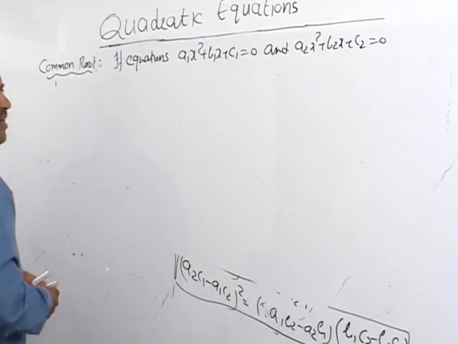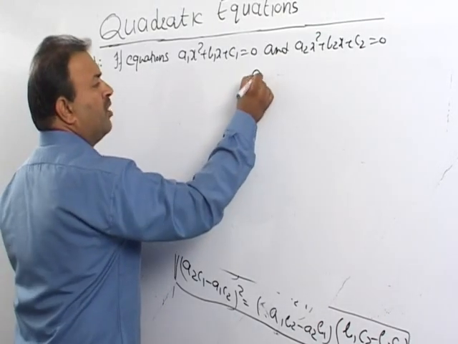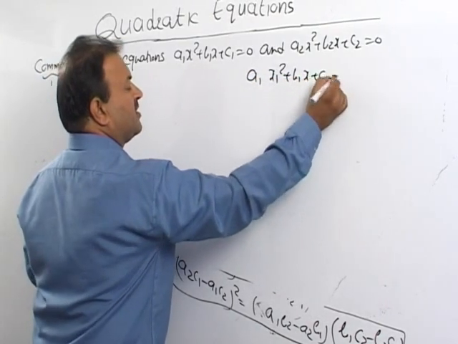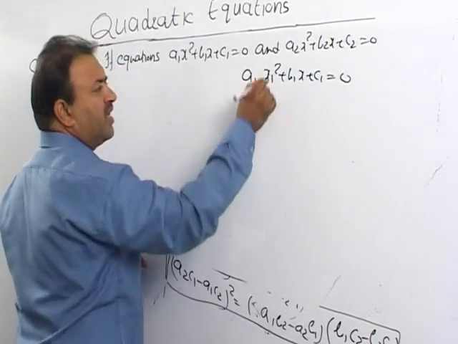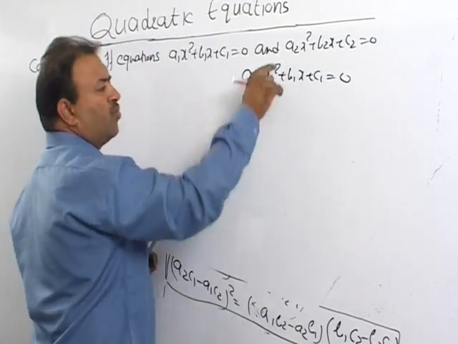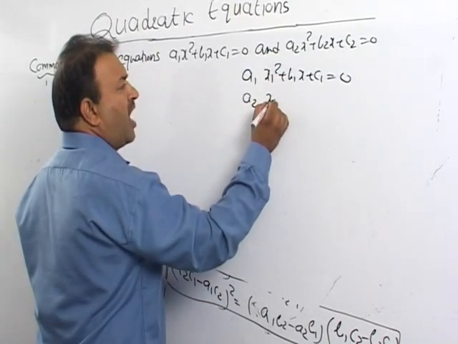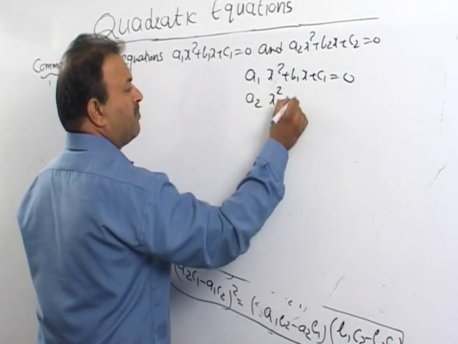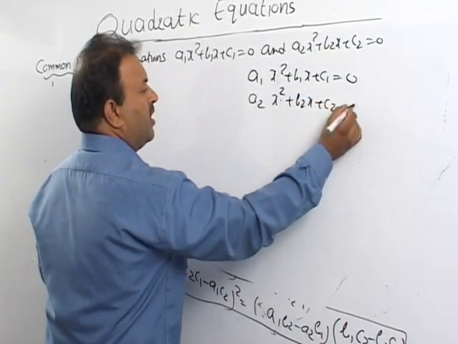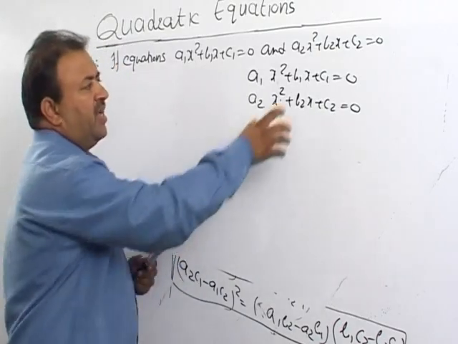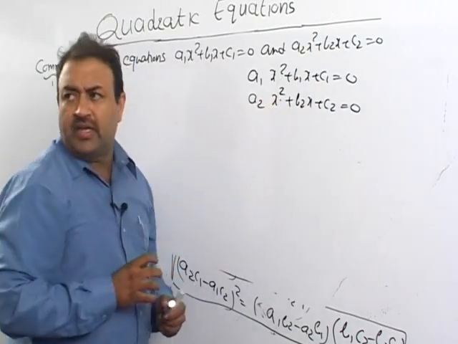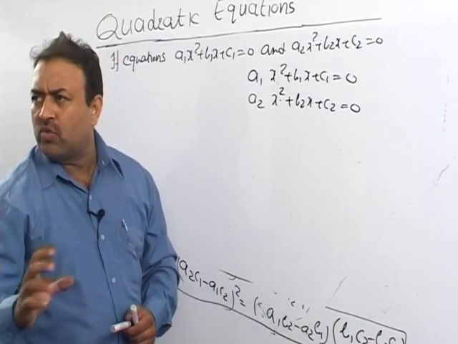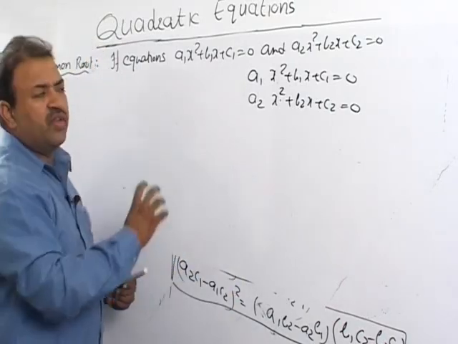We write down one equation, A1 x square plus B1 x plus C1 is equal to 0, and another equation written down under it, A2 x square plus B2 x plus C2. Now we have to learn it directly and we are going to apply this condition for every question.